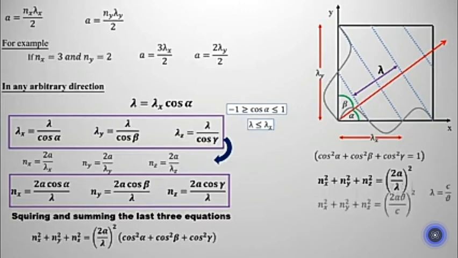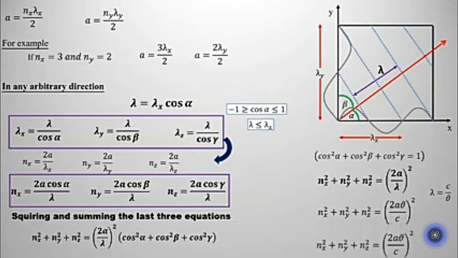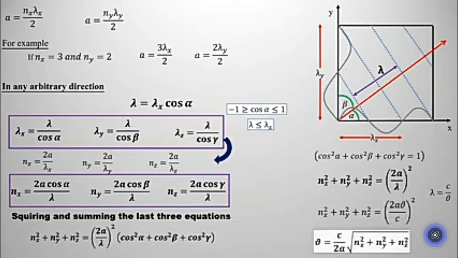Now if we replace the wavelength with the frequency nu, then it will be equal to the square of 2a nu by c. After rearranging this equation for frequency, nu is equal to c upon 2a under root nx square plus ny square plus nz square.